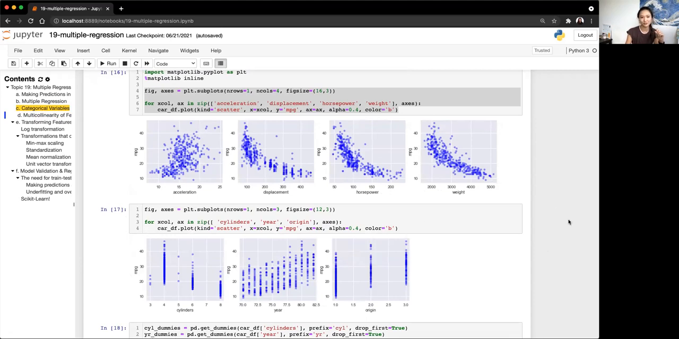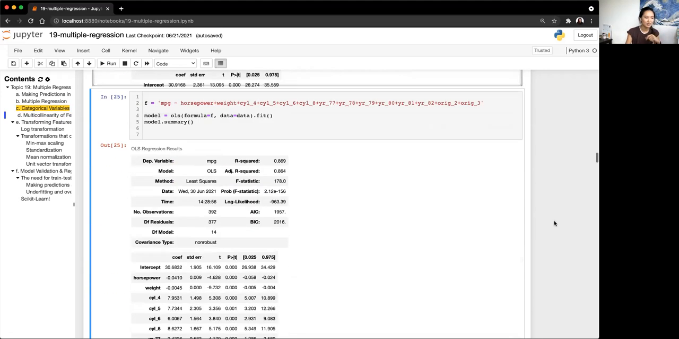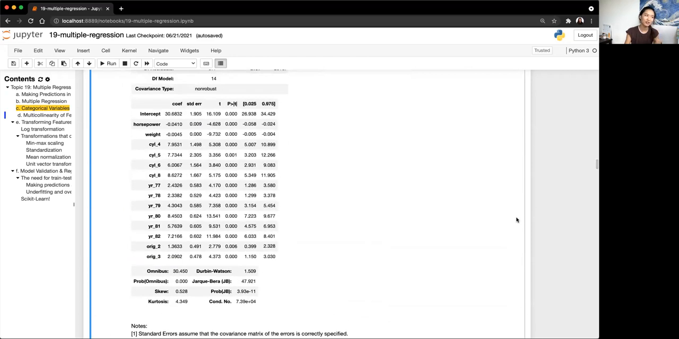Weight is 2,000 to 5,000. And so the effect of a unit increase in horsepower and weight is definitely not going to be large. These coefficients are understandably small because an increase of 1 horsepower is not going to affect the miles per gallon by very much. And so that's one of the motivations for scaling all of your variables.